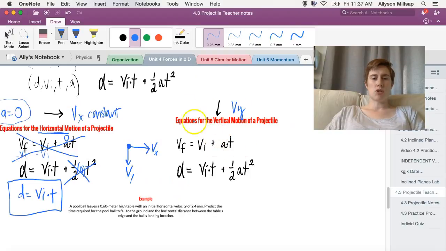What about vertical motion? What do we know about vertical motion? We know in vertical motion that it will always be accelerating due to gravity, so the acceleration is always going to be 9.8 meters per second squared.